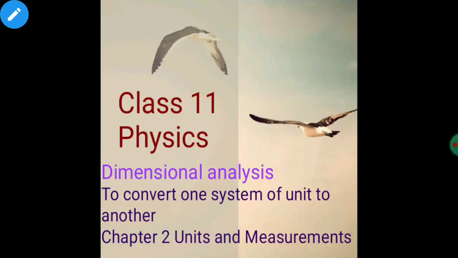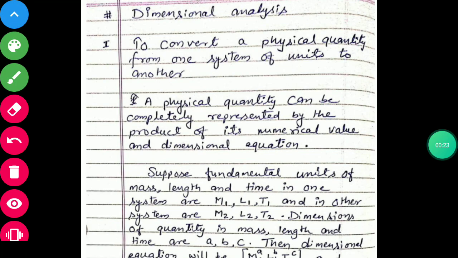Today we discuss the topic of dimensional analysis, in which we discuss how to convert one system of units to another. Chapter number 2, units and measurement. Let's start with dimensional analysis, in which today we discuss how to convert a physical quantity from one system of units to another. Here, how do we convert one system of units to another?